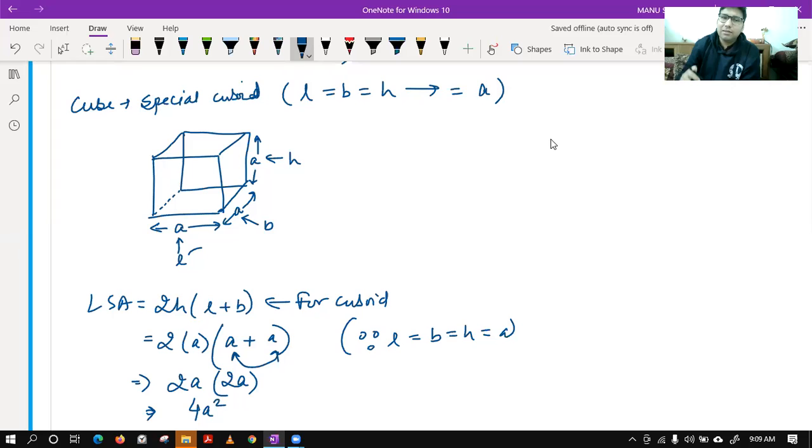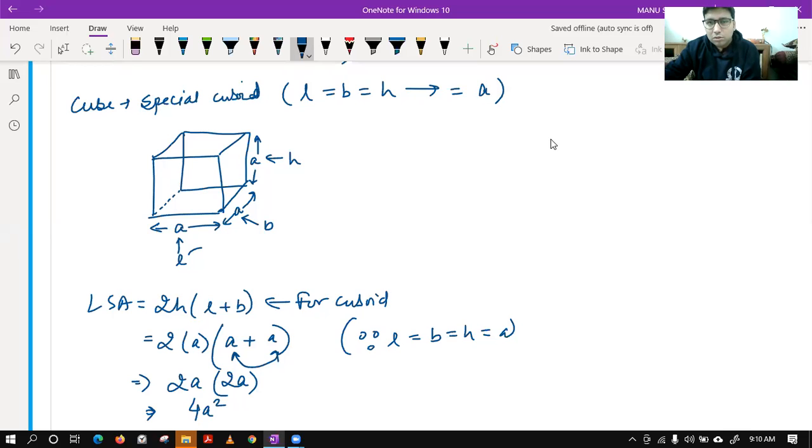And it is very simple to understand that the front face has A square, plus the side wall A square, plus the back wall A square, plus the left wall A square. So A square adding 4 times, that means the LSA becomes 4A square. That is very obvious to understand. Okay, everyone, please confirm. Is this clear to you? I have just tried to show why it is called a special cuboid, but if you want, you can directly find the LSA this way also, that the front face has A into A area, A square plus A square plus A square plus A square.